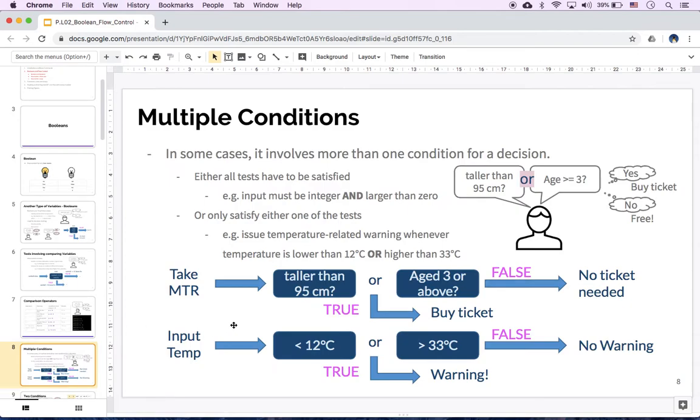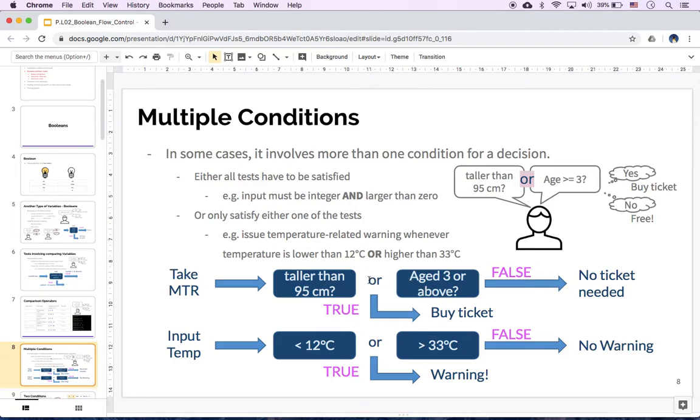Okay, sometimes we need to do multiple conditions. So if you're taking a child on the metro, the MTR in Hong Kong, and you want to see if you have to buy a ticket for this child, then you need to look at two conditions. The first one would be if your child is taller than 95 centimeters, or if your child is at the age of 3 or older. Okay, two conditions. And if either one of these is fulfilled, then you have to buy a ticket. So we put an or here.